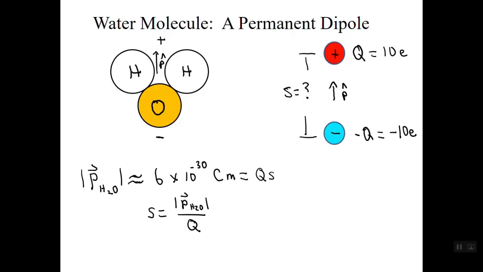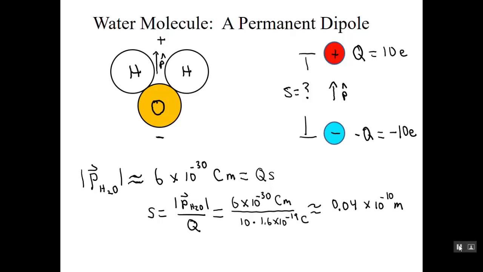In this case, we can compute the separation distance between the average position of the positive and negative charges in a water molecule, like this, which works out to be about 0.04 times 10 to the minus 10 meters, which is a tiny separation in comparison to the water molecule size. The separation is about 2 orders of magnitude smaller than the linear size of a water molecule, which is around 1 times 10 to the minus 10 meters.